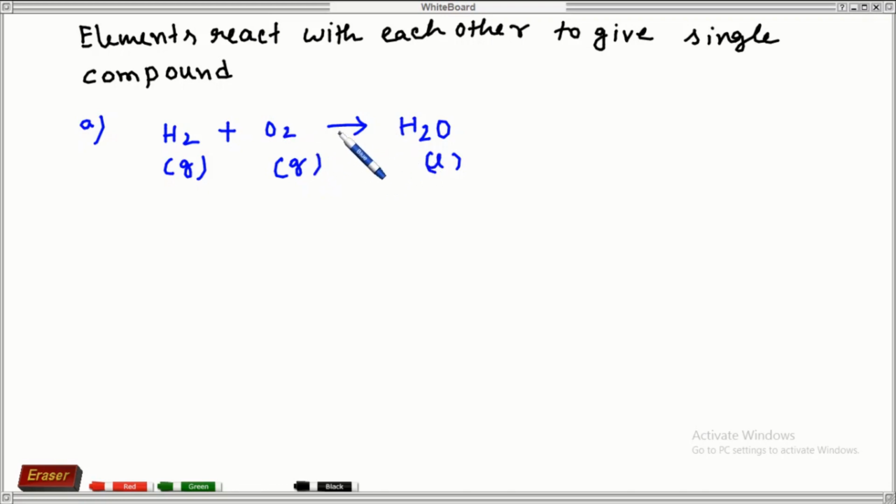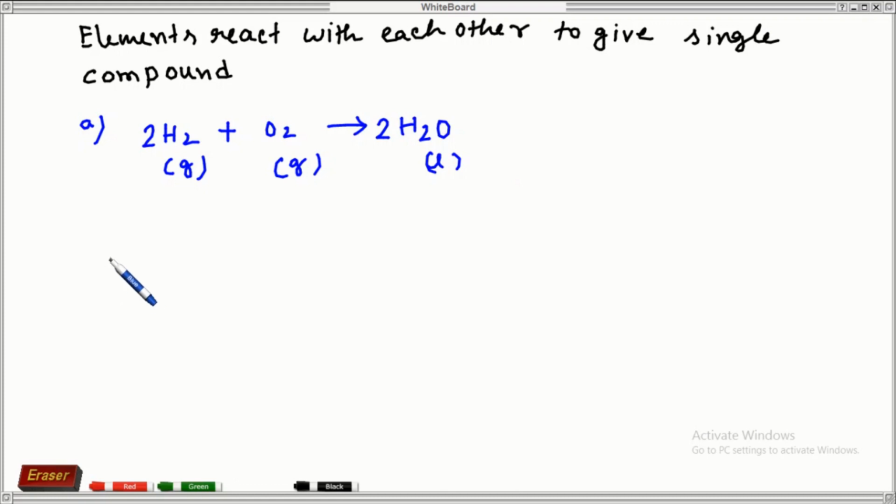So make it balanced. So put 2 here. If you put 2 here, you can see that right now here is 2 oxygen and 4 hydrogen. But on this side, you can see that there is 2 hydrogen. Then put 2. Now you can see there is 4 hydrogen, 4 hydrogen, 2 oxygen, 2 oxygen. So this is balanced. Now come to our point that here two elements, hydrogen and oxygen, react with each other to give one single compound. That is, this is a kind of combination reaction.